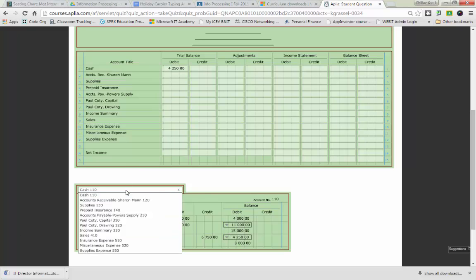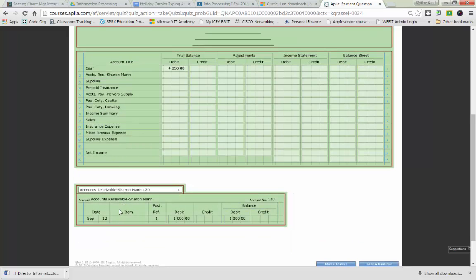We're going to do each account on the bottom. I'm going to go to Accounts Receivable, Sharon Mann. I'm going to take a look. How does Sharon Mann's account look? Good, right? There's nothing really to change. So I'm going to take her balance, a debit of 1,000, and put it right here.